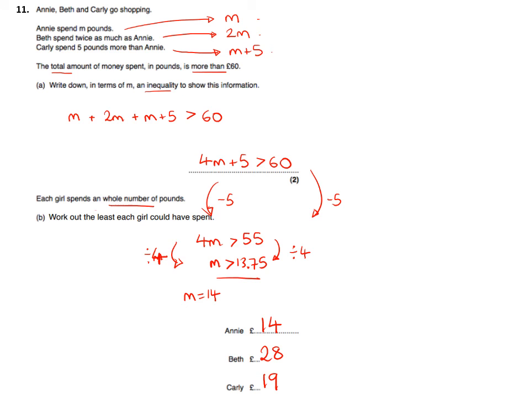In any question like this, I then get to my answer and I want to check it. So we're checking that Beth spends twice as much, 28 is twice as much as 14, and £5 more, 19 is 5 more than that. And then I want to add those up and check they're more than £60. When I add those up, it comes to 61. So it all hangs together.